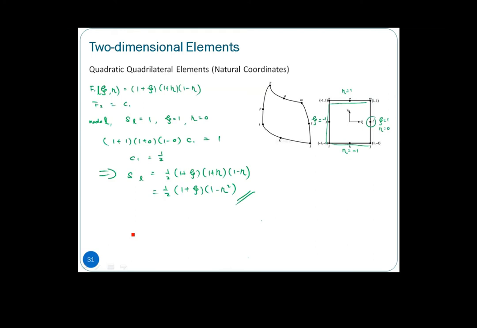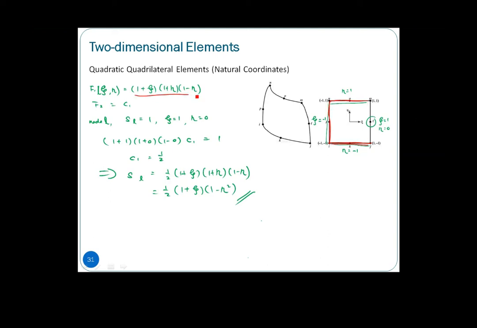So for another example, if I'm talking about node L itself, then our first function, we have to take care of these three lines to ensure that it will become 0 in this case. So here we have psi equal to 1, eta equal to 0, right? So psi equal to -1 has to be 0, and eta equal to 1 or -1 also has to be equal to 0, because that covers these three lines, right?